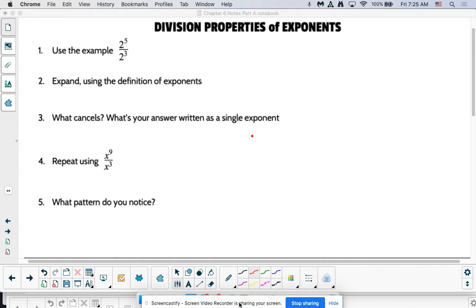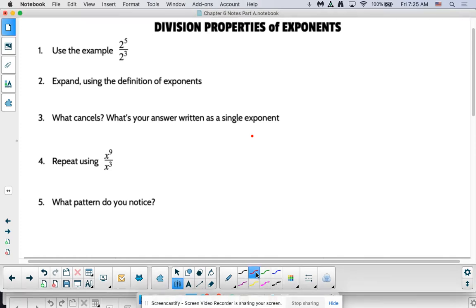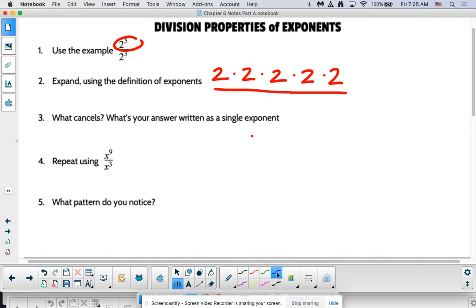It says, use the example 2 to the 5th over 2 to the 3rd. Now remember, this bar means to divide. It's a fraction bar. It is simply dividing. It says expand using the definition of exponents. So how many 2's will I have on top? Well, I should have 5. So I'm going to have 2 times 2 times 2 times 2 times 2 all over 2 to the 3rd. So we should have 3 2's on the bottom. So 1, 2, 3. That is what it would look like if we wrote it in expanded form.